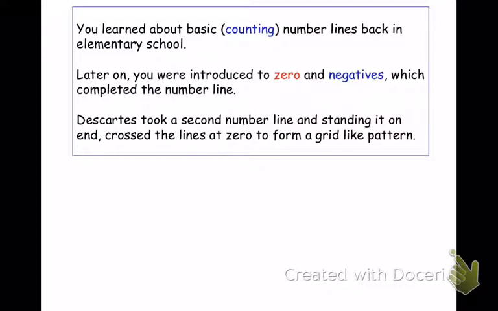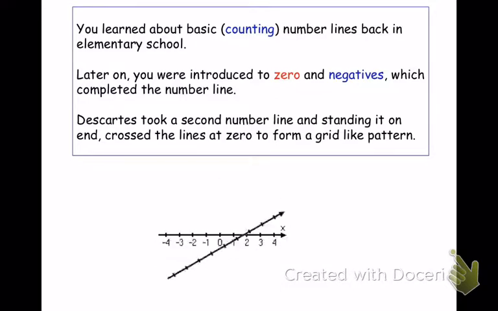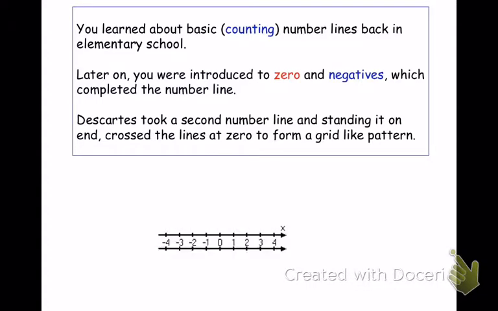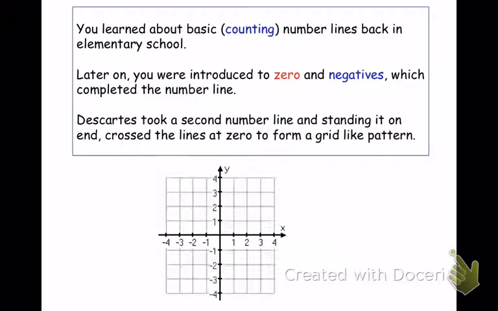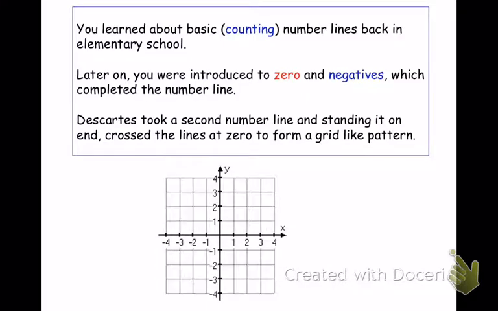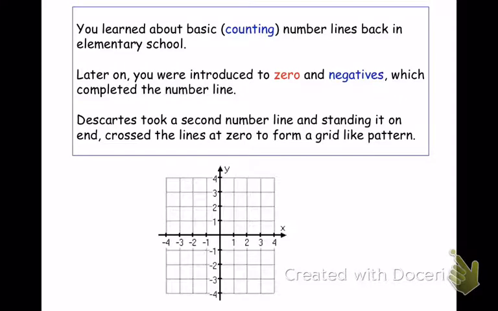You learned the basics about counting and number lines back in elementary school, so you know the number line. And you later learn how that, put together with another number line with positives and negatives, creates the XY plane. Descartes took that basic number line, took another copy of it, flipped it over, and made them cross at 0, and this created the XY plane. This is how we get that grid pattern, just like in a map.